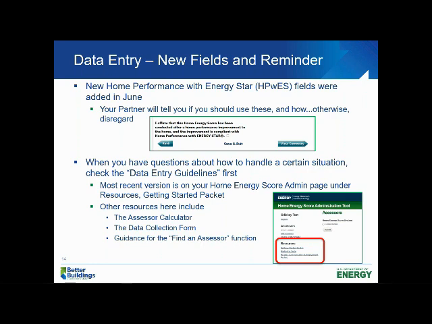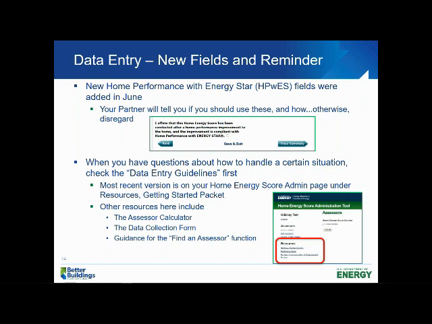When you have questions on how to handle certain situations, first check your data entry guidelines. If you're not sure where this is, go to the admin part of your Home Energy Score. There is a link to the admin side of things, and look under resources, under getting started packet, and you'll always find the most recent version of the data entry guidelines. It's a long document, but it's a good resource to have. It usually will answer most of your questions about these sort of items.